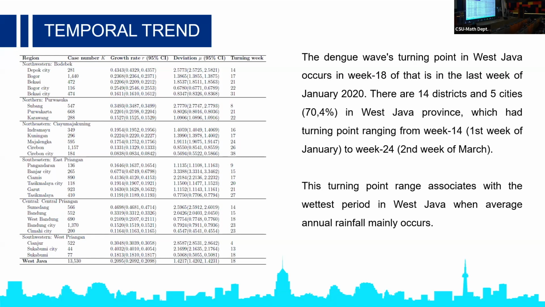In January 2020, there are 14 districts and 5 cities, nearly 70% of West Java province, which had a turning point ranging from week 14, the first week of January, to the second week of March. So this is our conclusion for the data. This turning point range is associated with the wettest period in West Java, when most of the average annual rainfall occurs. We didn't involve any climate information, but it comes from our turning point of the dengue cases. So this is the temporal trend.